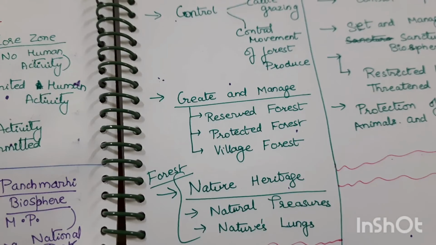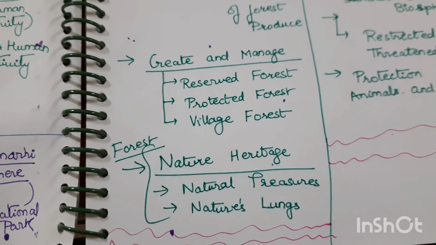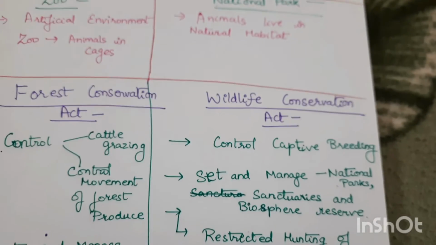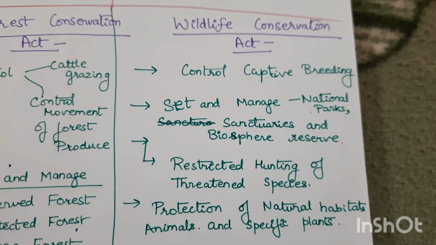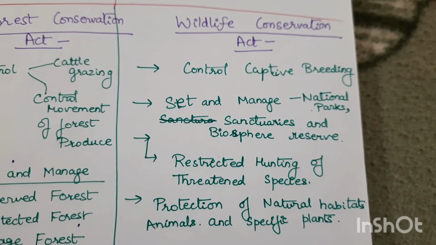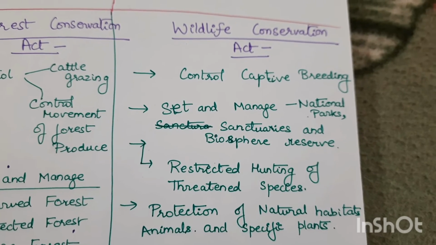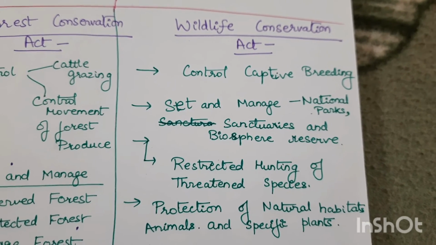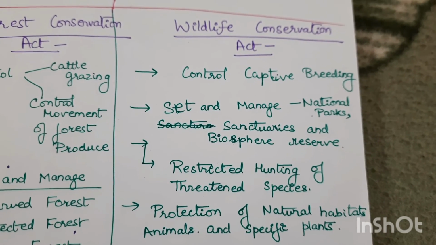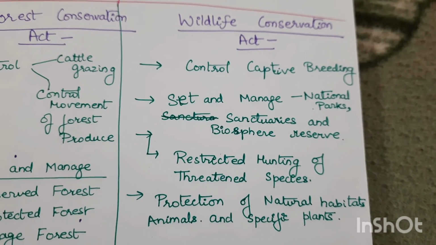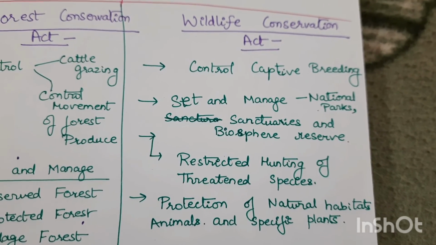So what are the three things a forest is called? The nature heritage, the natural treasure, and the nature's lungs. Now the Wildlife Conservation Act was made to control captive breeding, and set up and manage the national parks, sanctuaries, and biosphere reserves. Hunting of threatened species is restricted. It protects natural habitats, animals, and specific plants. So this is all about biodiversity and wildlife conservation.